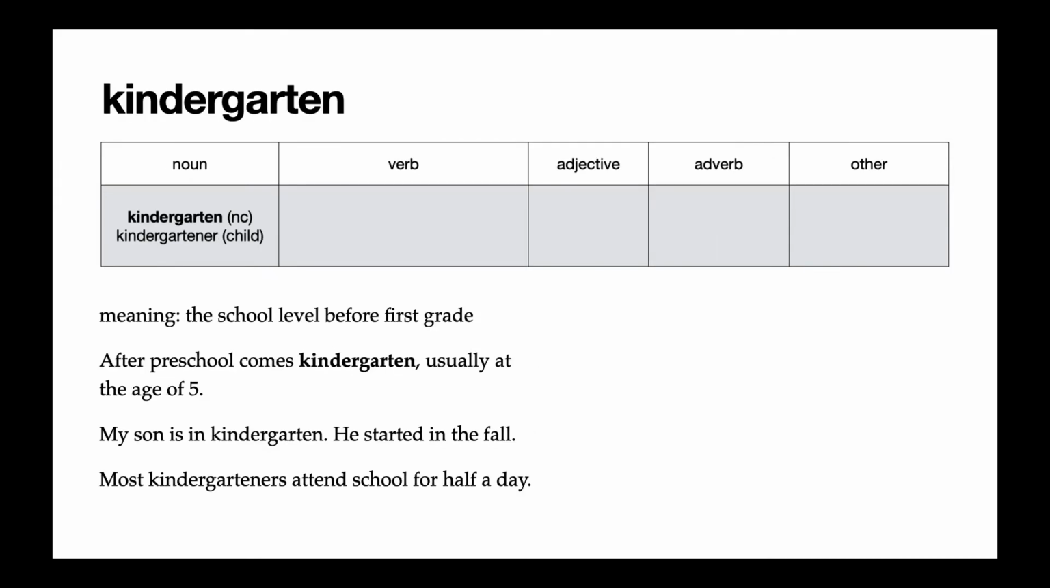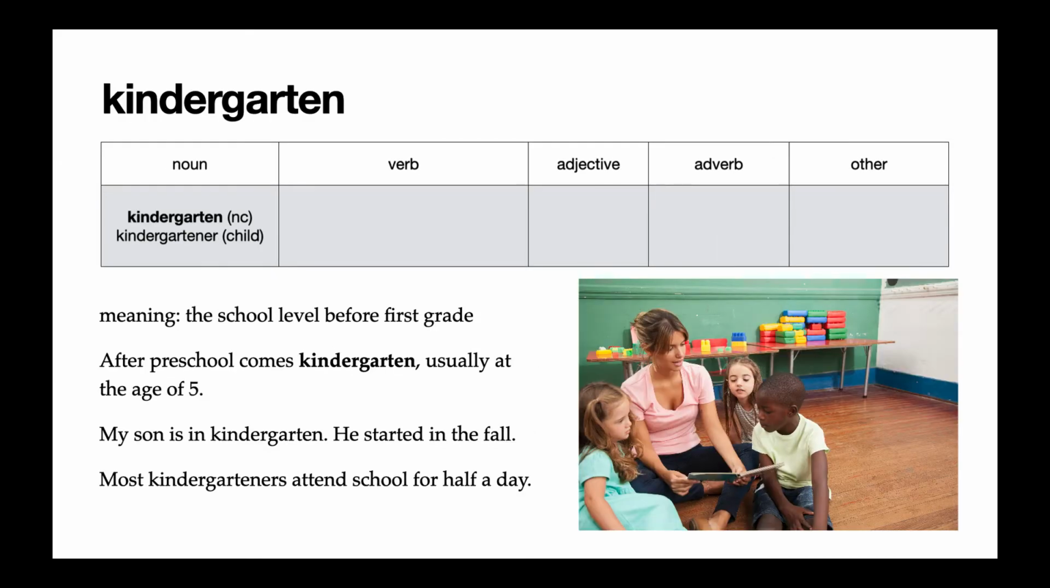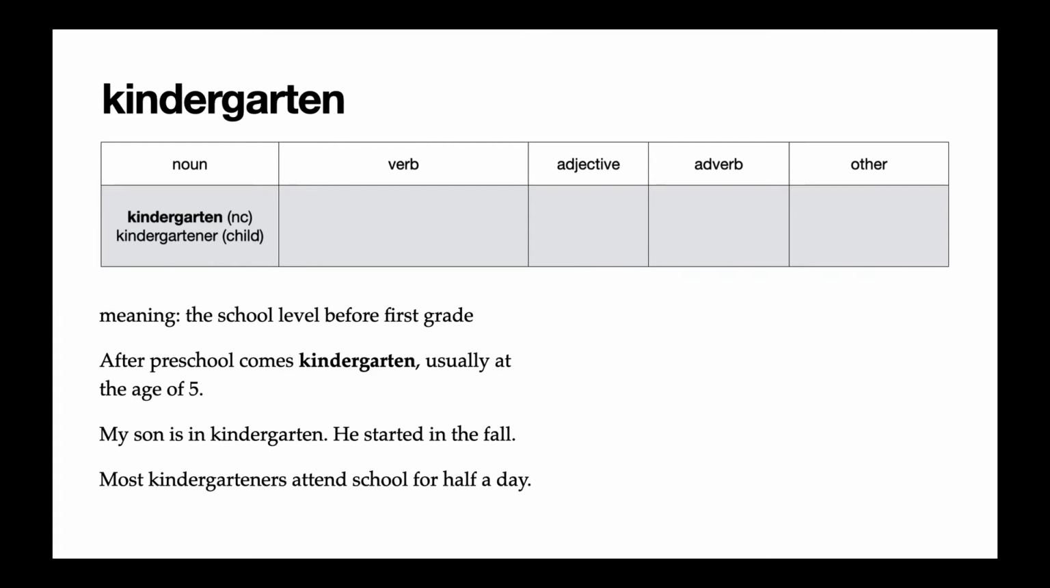Our next word is kindergarten. Kindergarten is the non-count noun that means the school level before first grade. So in the reading, we said, after preschool comes kindergarten, usually at the age of 5. And this might sound like a strange word because it's a German word. So we don't have a lot of words that look like this in English. And the countable form is kindergartner, which is the child who's in kindergarten. Just like in the last example, most kindergartners attend school for half a day.